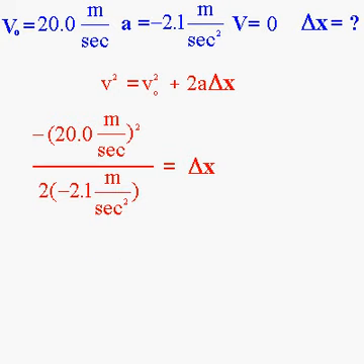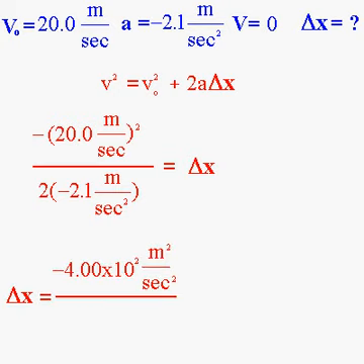When I square 20.0, I get 4.00 times 10 to the 2. I'm writing it that way to emphasize we have 3 significant figures. When I multiply 2 by negative 2.1, I get negative 4.2. So delta x is negative 4.00 times 10 to the 2 meters squared per second squared over negative 4.2 meters per second squared. Now look what happens to the units.